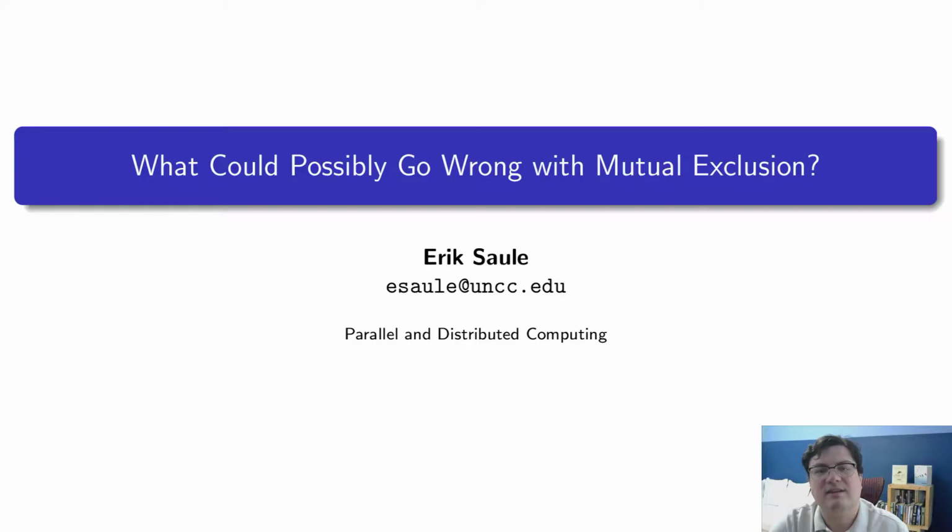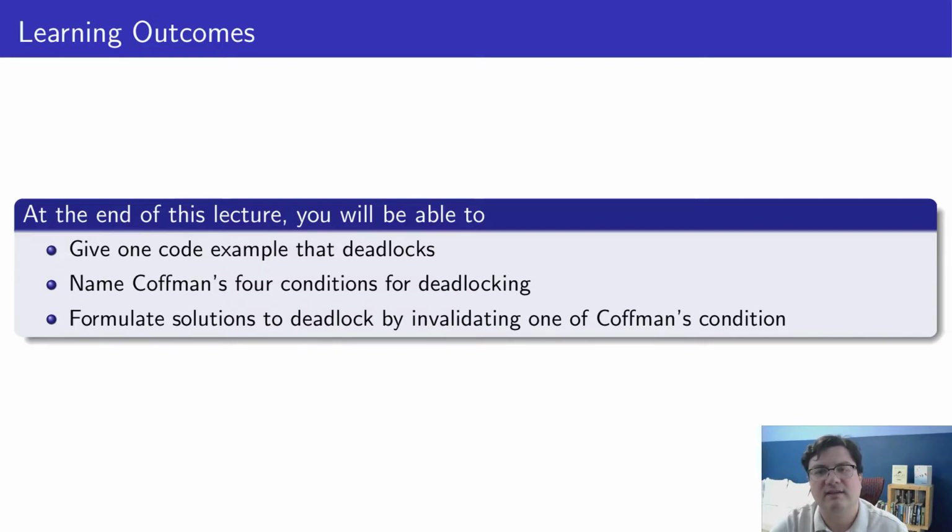Using mutexes is the simplest way to solve data race conditions. However, improperly using mutexes can lead to deadlocks. We will see today that Coffman figured out precisely when deadlocks can happen, and this knowledge can be used to design codes that will not deadlock.